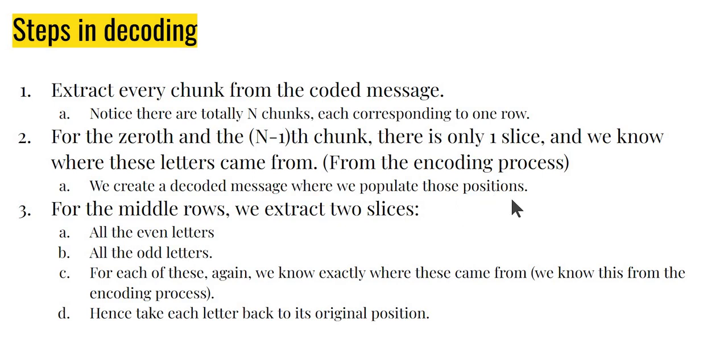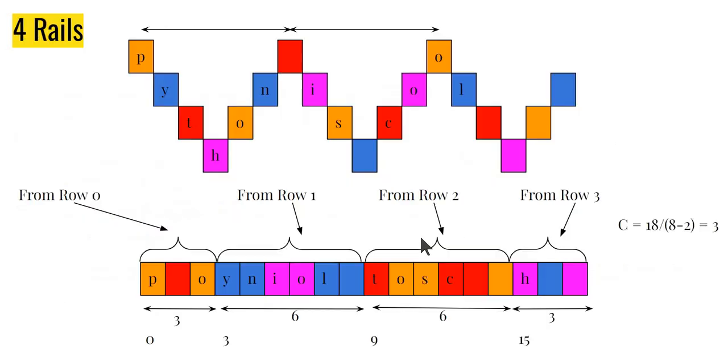For the middle rows, however, there is a little bit more logic because there are 2 slices that are interleaved. For instance, this and this is 1 slice, N, O, and this is another slice, which have been interleaved. This means that within this chunk, the 0th, 2nd, and 4th letters are 1 slice, and the 1st, 3rd, and 5th are another slice. So we can extract both these slices. Once we have done this, we know exactly where they came from because, for example, Y came from here, I came from here. This is again a pattern. So we can do that for both the even and odd slices.